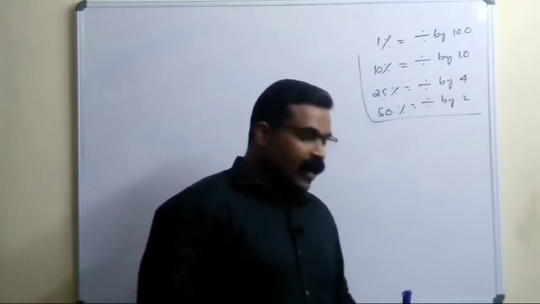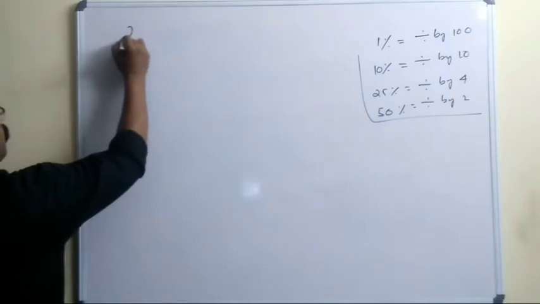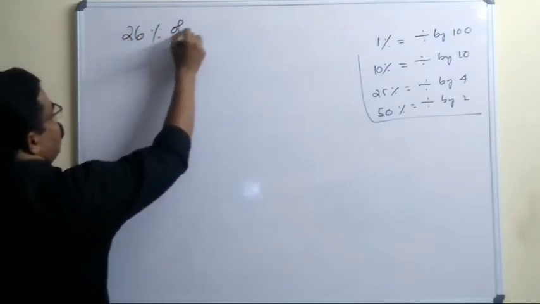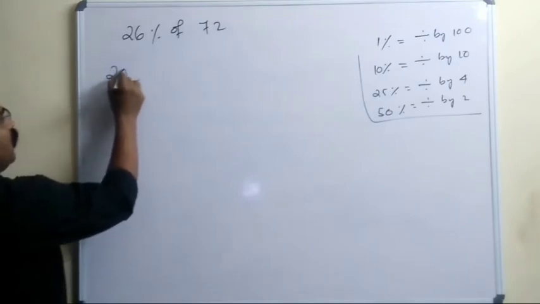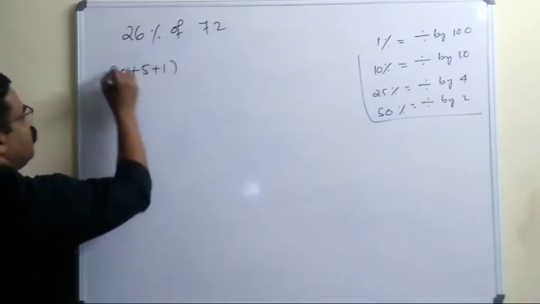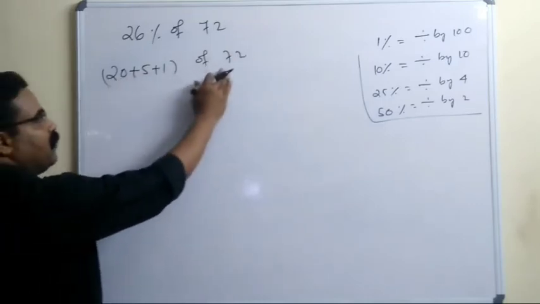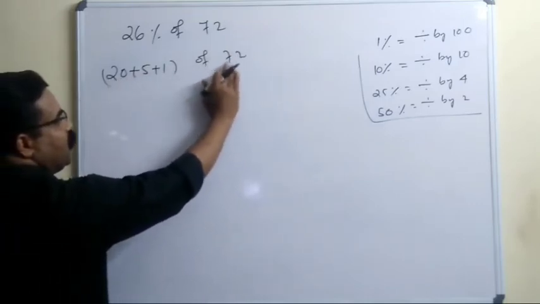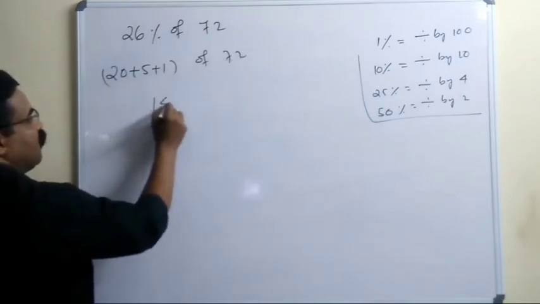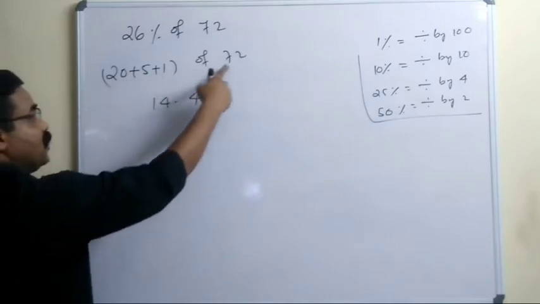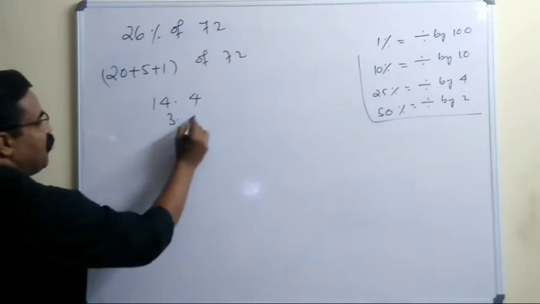Okay. So we will go with one more example. Next question is 26 percentage of 72. 26 percentage can be split as 20 plus 5 plus 1 percentage of 72. We know 10 percentage of 72 is 7.2. So 20 percentage will be 7.2 plus 7.2, that is 14.4. 10 percentage is 7.2, so 5 percentage will be half of 7.2, that is 3.6.